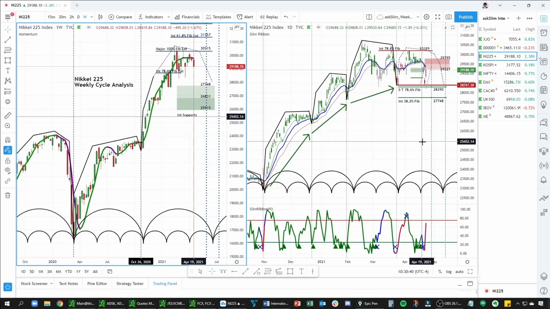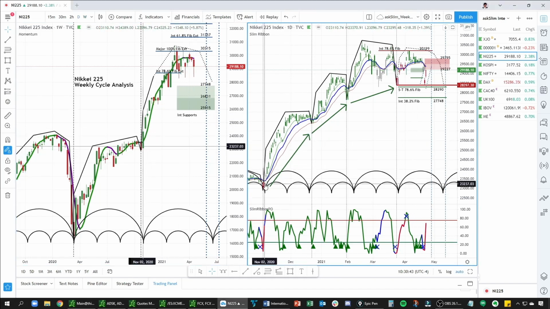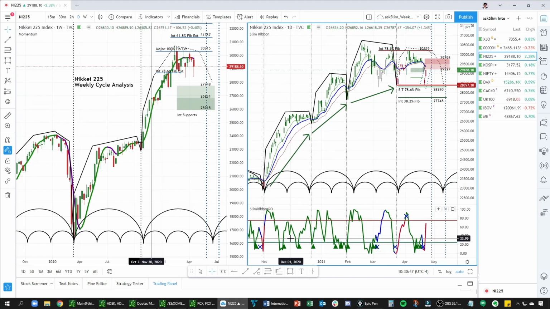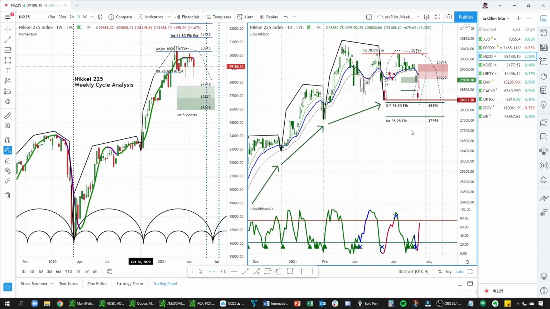If we shift over to the daily chart, what we have here are just bullish cycles after bullish cycles with these beautiful signals here on the slim ribbon PO, all pointing only to the long side, and you can see the nice impulses we had here in each of these time periods, right? There really hasn't been any reason to be negative on the Nikkei. Now, much of that has changed, and let's highlight why.